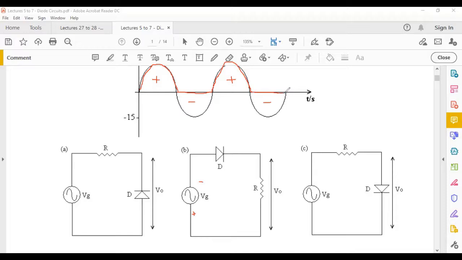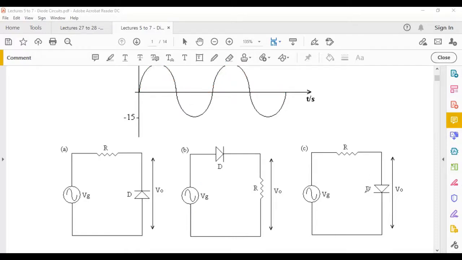So you can see the waveform you're getting for this circuit and for this one are exactly the same. This is also doing half rectification. If you swap the positions of R and D, and then change the sense of D, you get the same circuit here. So both waveforms we found are the same. Let's consider part C and see what waveform we get.